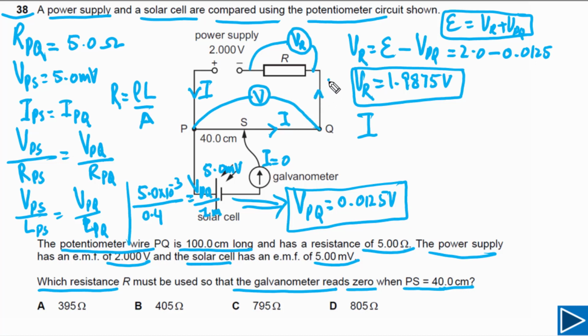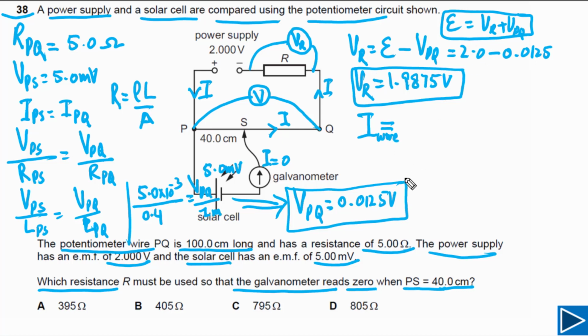And current I is also here. Current is the same because they are connected in series and there is no current passing through this solar cell. So we can find I. We have this resistor, which means we have this wire, and we have a potential difference across the wire. So I will say this is I for the wire.